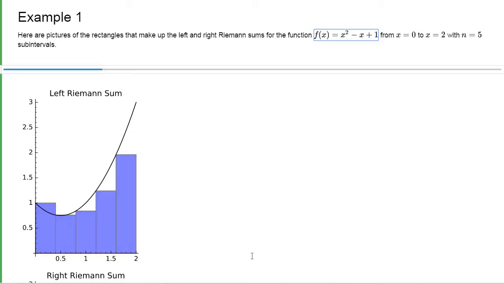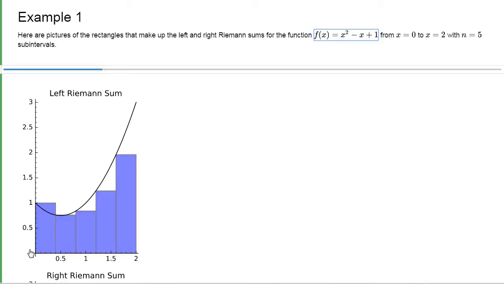So the delta x, the width of each subinterval, is 2 minus 0, which is 2, and then divided by 5, so it's 2/5 or 0.4. So my first subinterval goes from 0 to 0.4, and then from 0.4 to 0.8, and 0.8 to 1.2, and 1.2 to 1.6, and then 1.6 to 2.